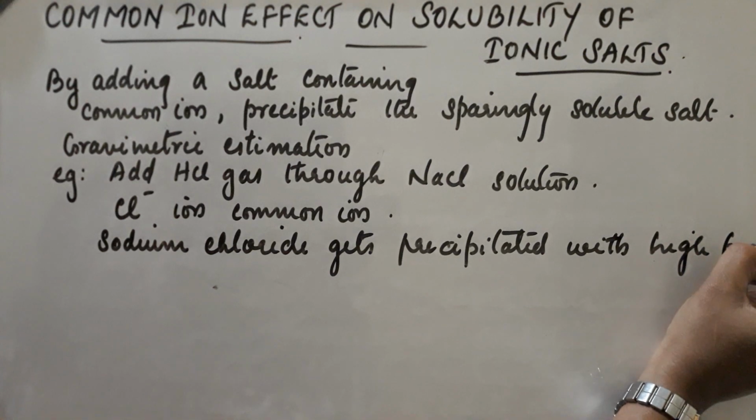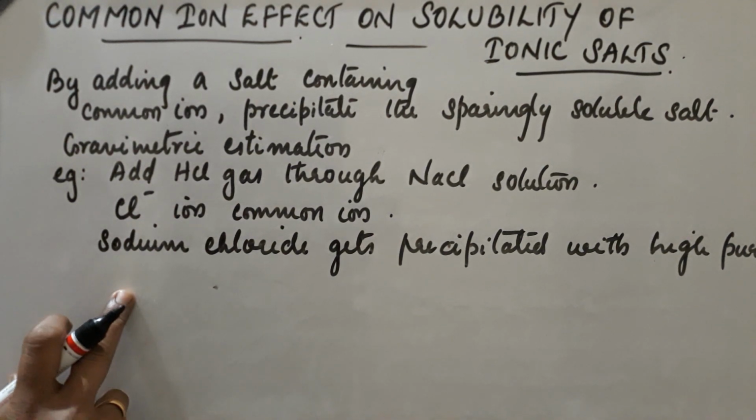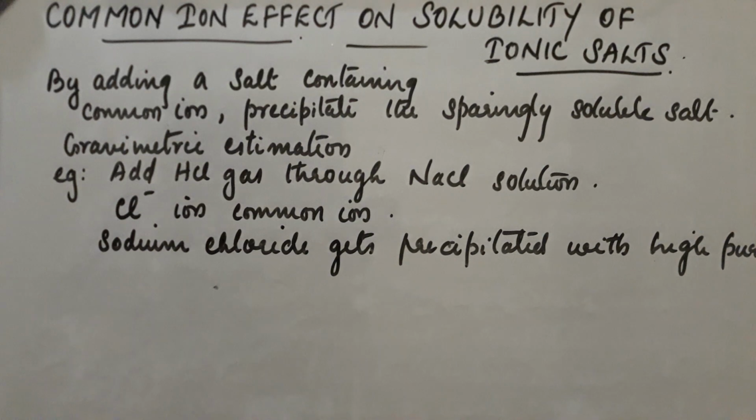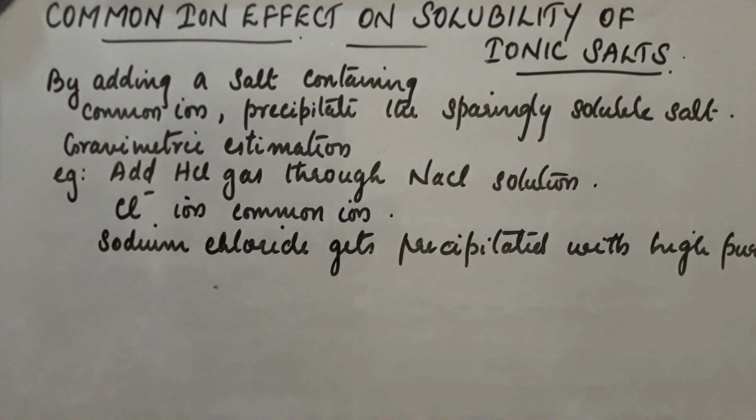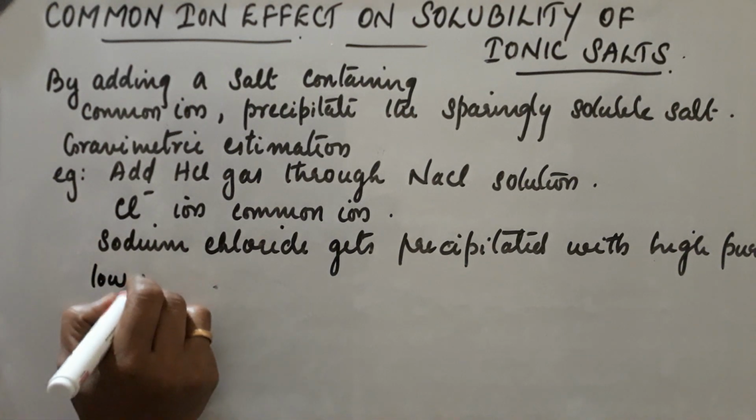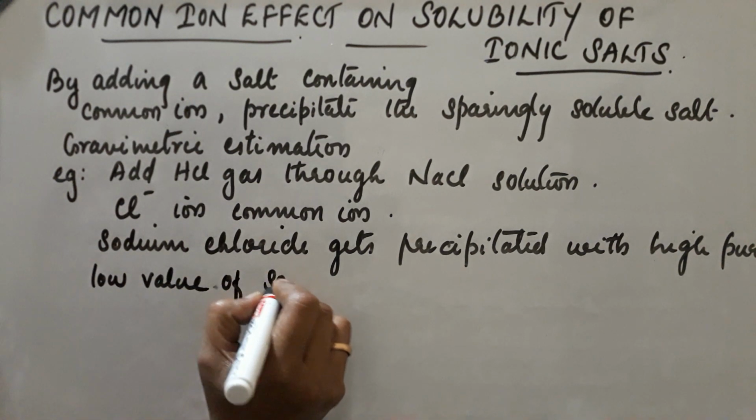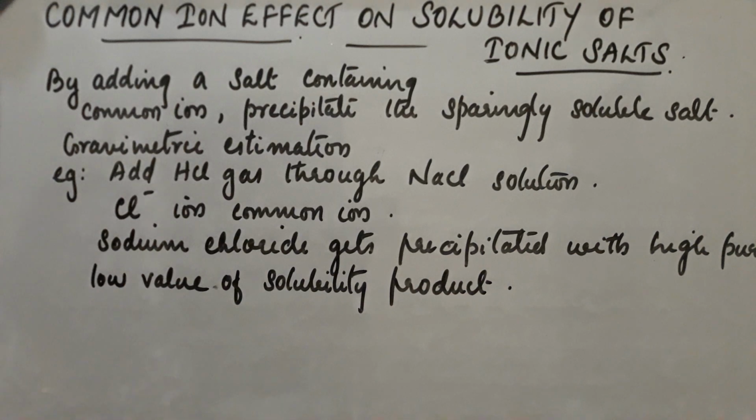So for the gravimetric estimation of sodium chloride, we can use this method, by passing HCl gas through a saturated solution of NaCl. The common ion effect is an important application for the complete precipitation of a particular ion. A sparingly soluble salt having a low value of solubility product can easily be precipitated with high purity using the common ion effect.